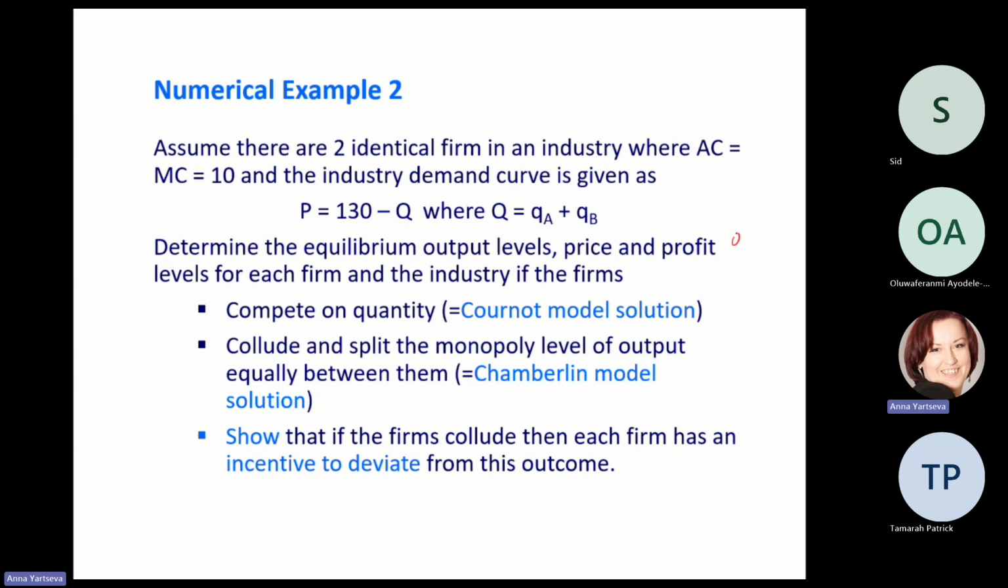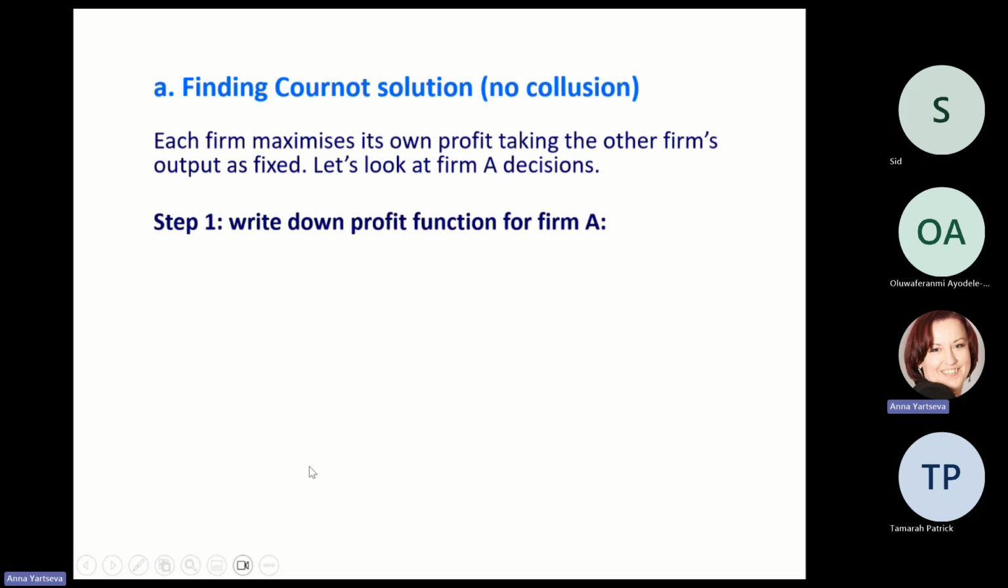So as before, you'll need to calculate quantity A, unknown in equilibrium, quantity 2 or company B, unknown. You need to calculate industry output unknown, equilibrium price, and profits for A and profit B. This is what you'll need to calculate for all companies, and you'll need to do it in two situations, for Cournot model and Chamberlin's model. You also need to demonstrate how they have an incentive to collude and incentive to deviate. Let's do this. First of all, you'll need to find Cournot equilibrium.